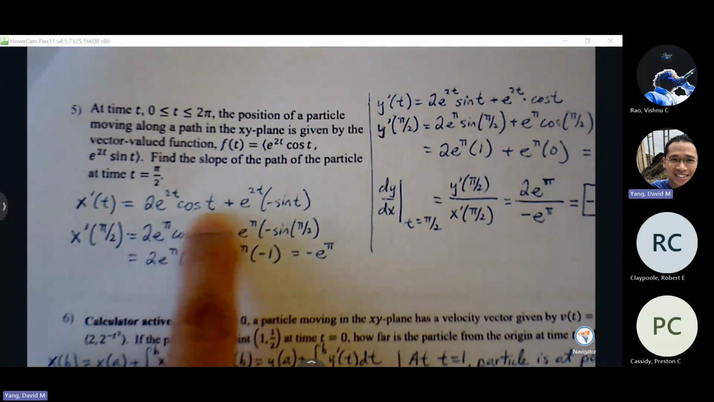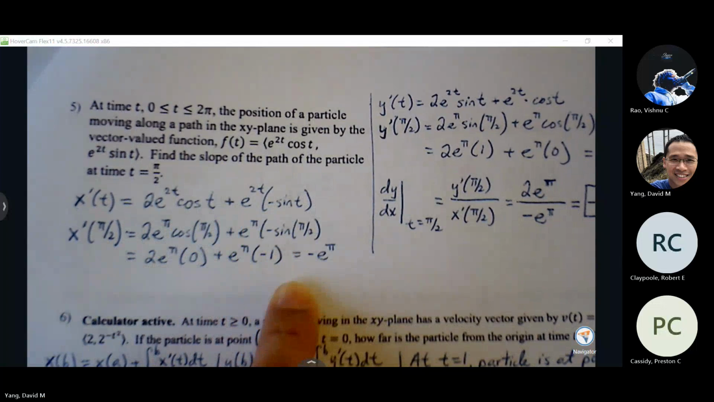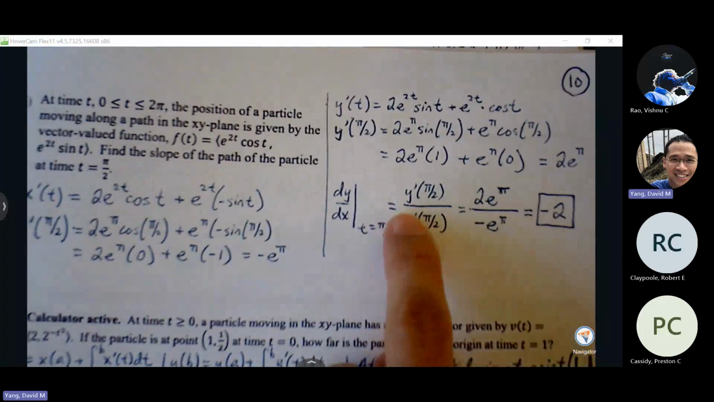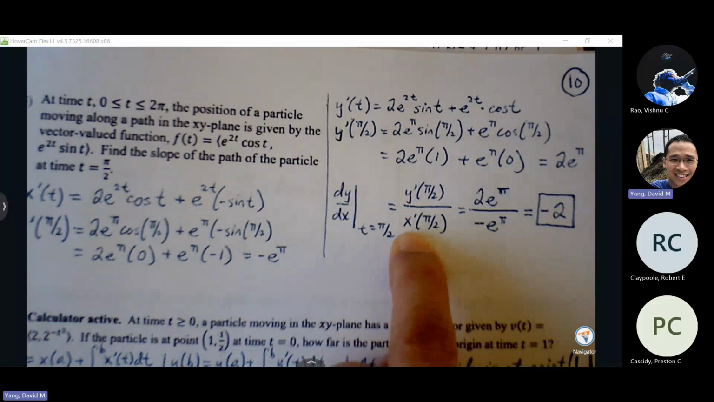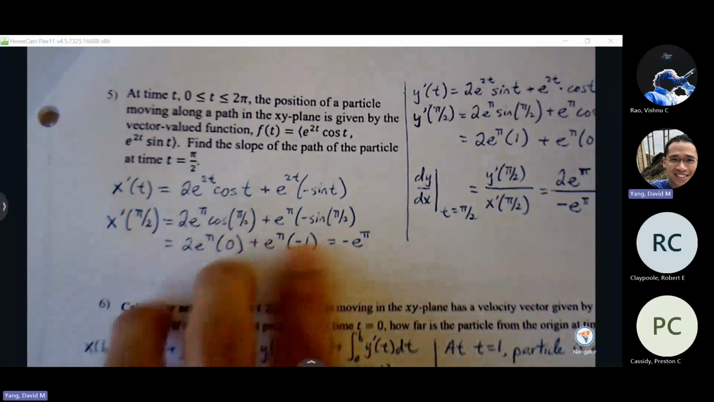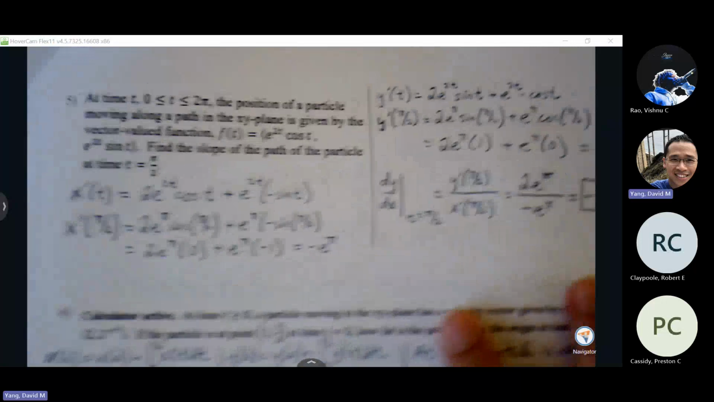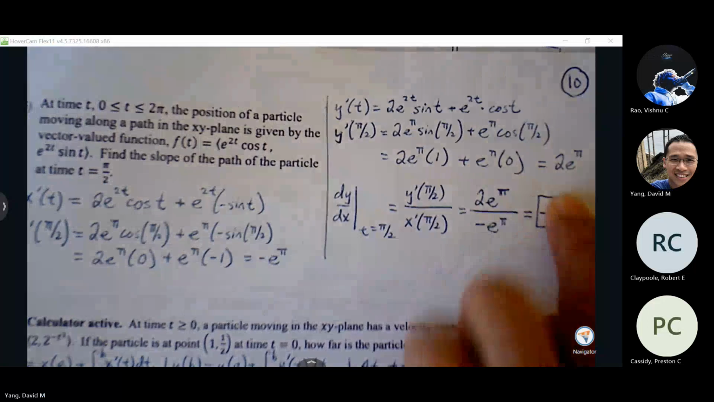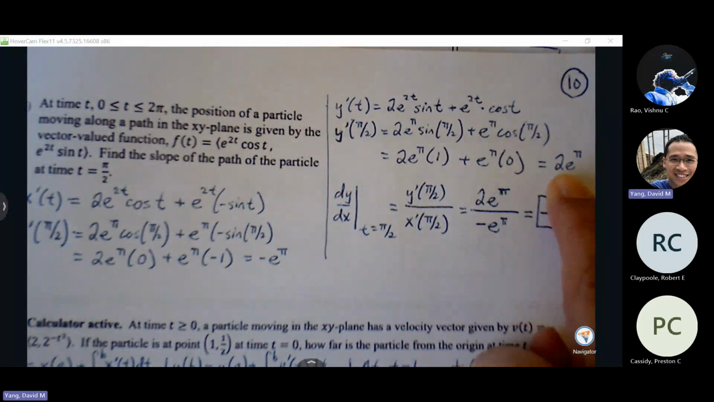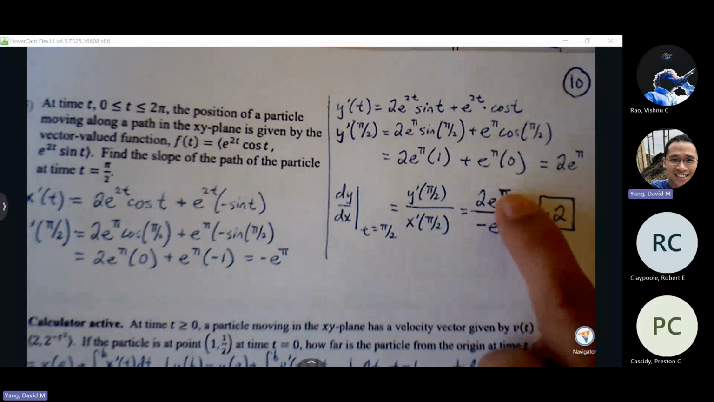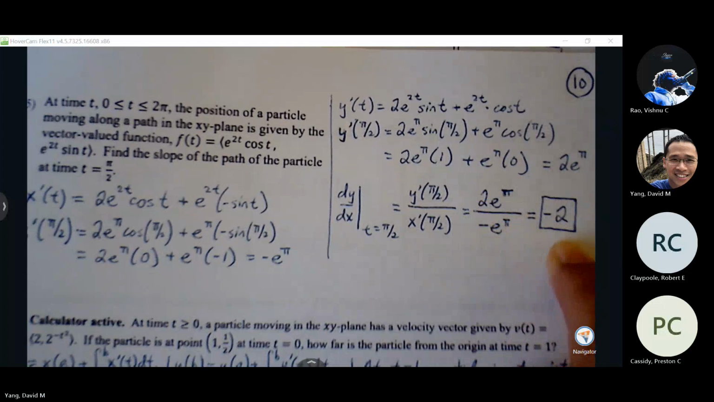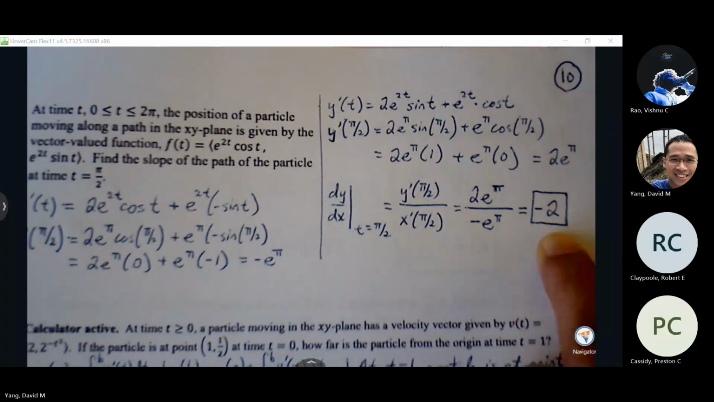So f prime g plus f g prime. Here, I'm just going to get my x prime of pi over 2 out of the way, because ultimately at the end, I have to do y prime of pi over 2 divided by x prime of pi over 2. So x prime of pi over 2, I get negative e to the pi. Y prime, I go through product rule again, plug pi over 2 in. I get 2e to the pi. For dy/dx, I just divide y prime by x prime, and I get down to a number, and that's my slope.